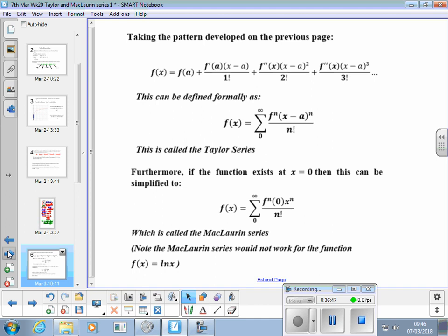Right, taking that pattern from the previous page, so I've typed it out there up to the third term, we could formally define that much shorter by saying f of x is the sum between 0 and infinity of f to the n at a, times x minus a to the n, over n factorial. Yeah, and that formula is called the Taylor series.